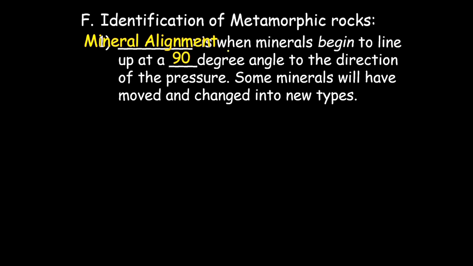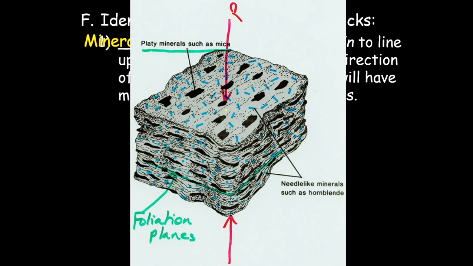So what does that look like? This is a metamorphic rock. See how all of these minerals on the sides here are lined up kind of like this, and on this side they're lined up like this, and these are flat. That's because the pressure, indicated by this red line, pushed down and pushed up, squeezing it together.